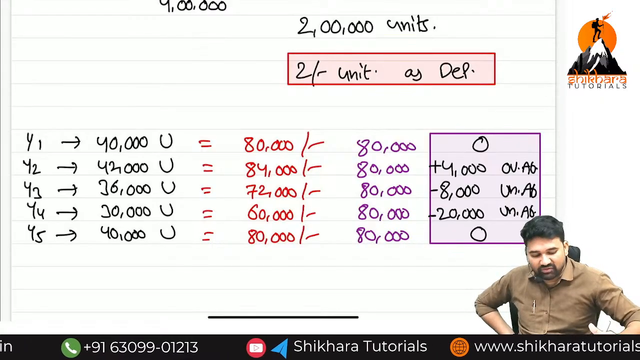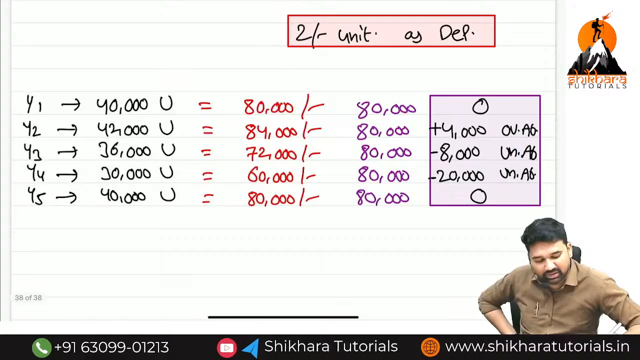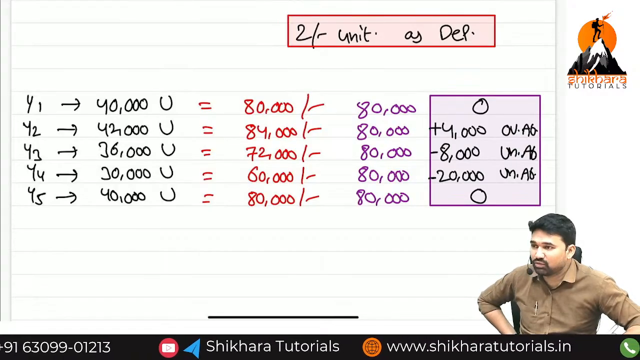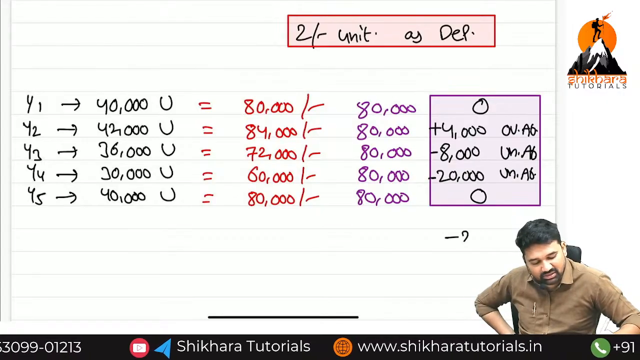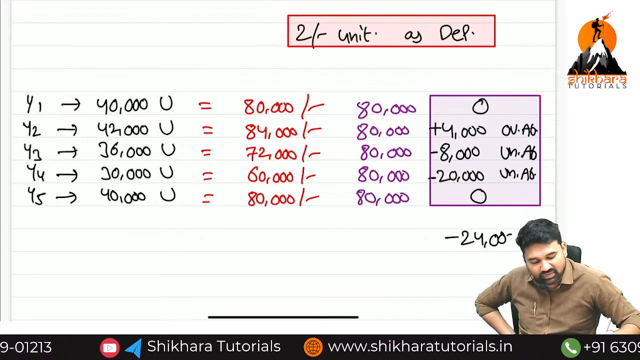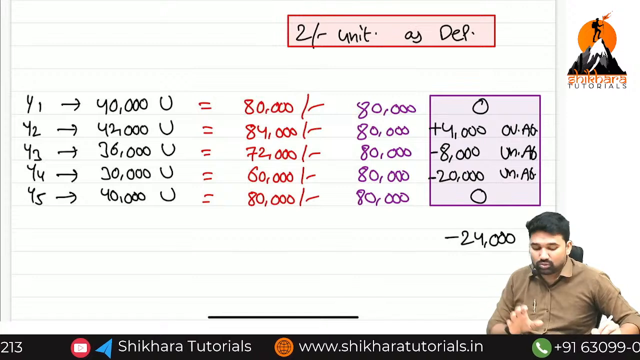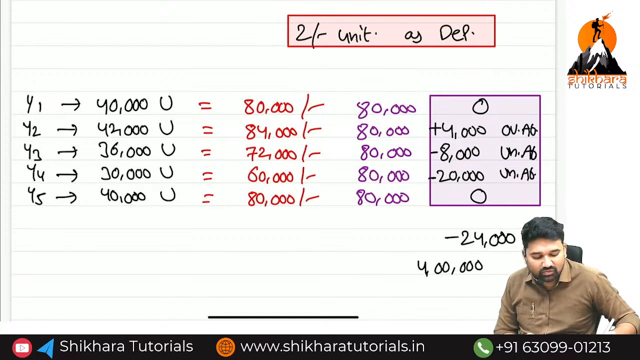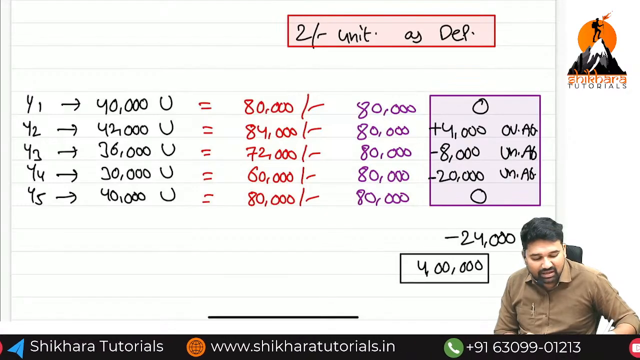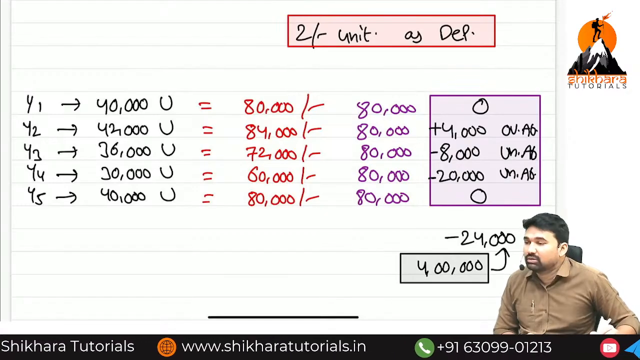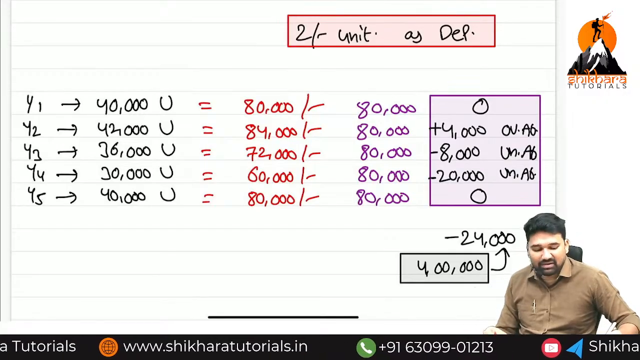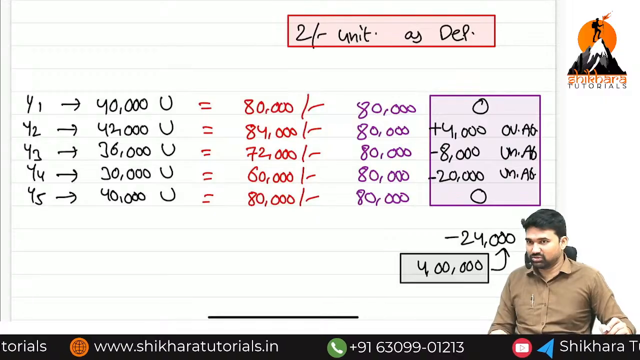Okay. So, if we calculate, what is the net figure? Minus 20, minus 8, minus 28. Minus 28 plus 4. It means minus 24,000. So, it means how much we have invested for the machine? 4 lakh. Out of this 4 lakh, we are able to recover only 3,76,000. And we are unable to recover this 24,000.